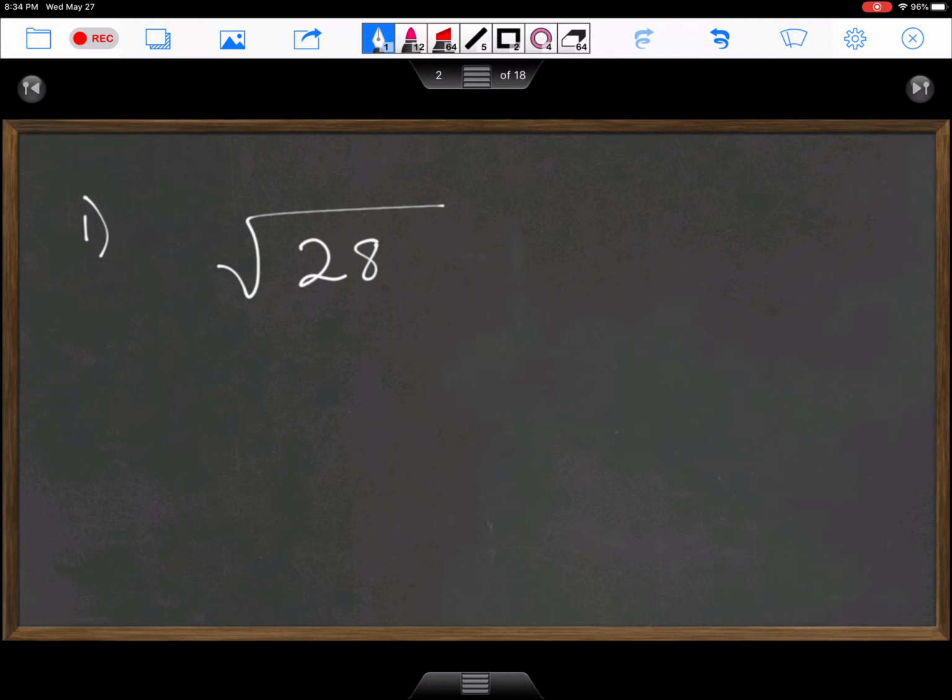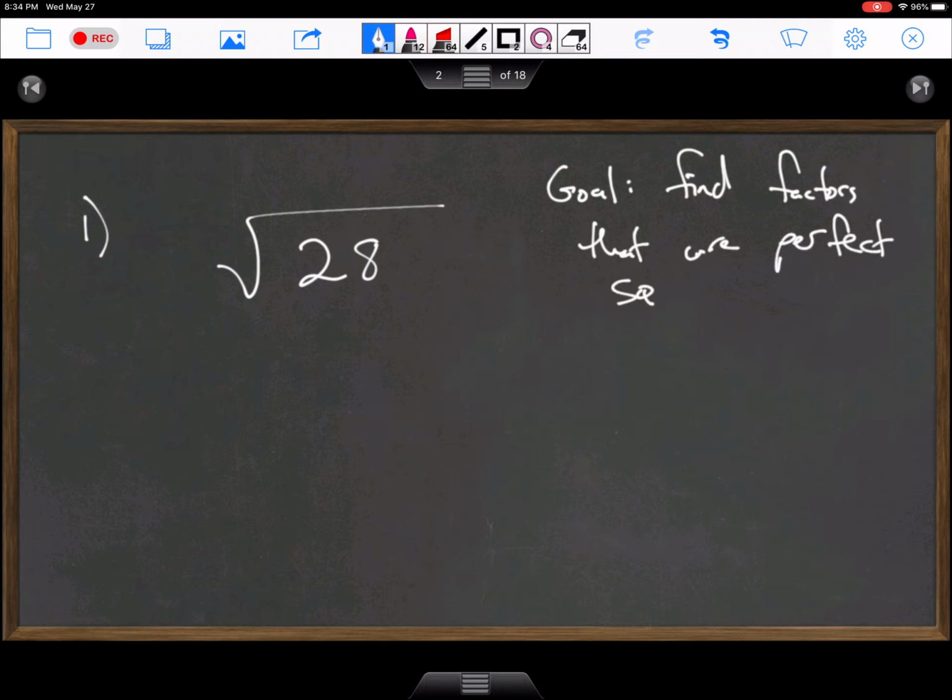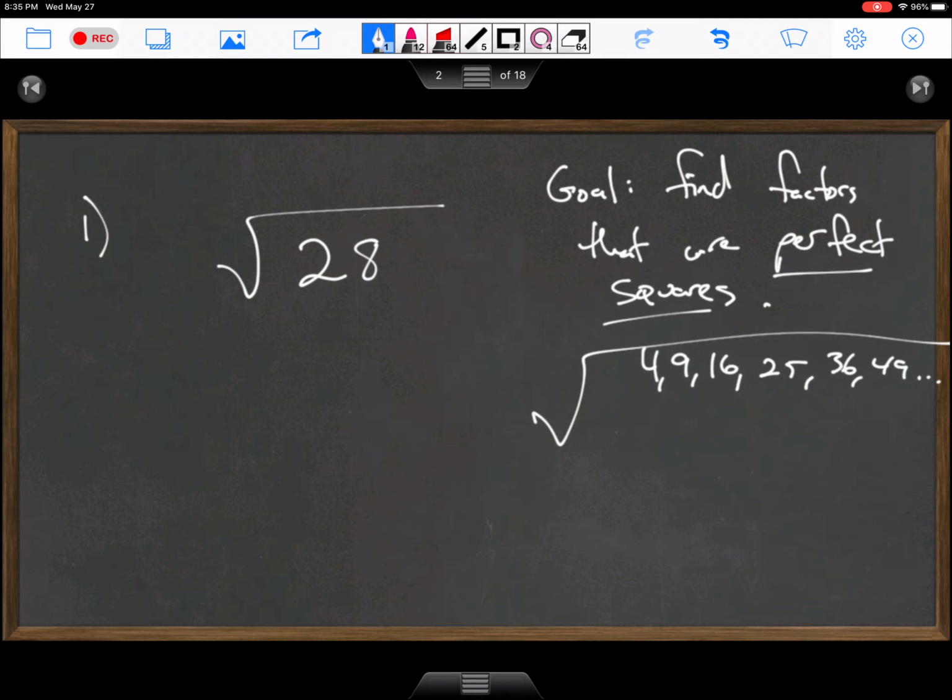But really the goal is to find factors that are perfect squares. Okay, so we're looking for perfect squares. If you don't know what perfect squares are, that would be things like 4, 9, 16, 25, 36, 49, and so on. So anything times itself gets us there. And the reason we're looking for perfect squares is we can take the square root of all these numbers and just get a number. All right, so that's why we want perfect squares.